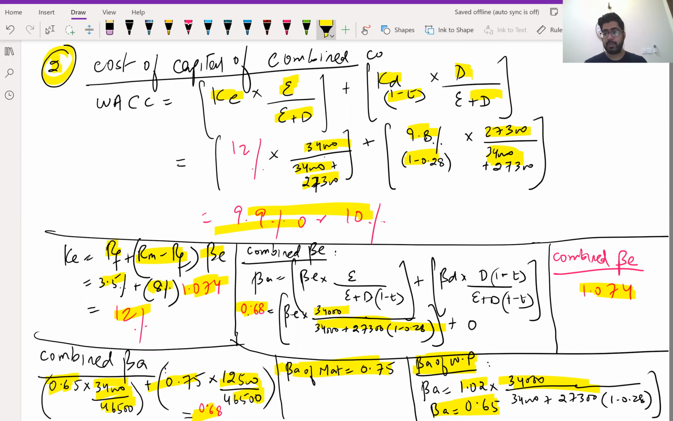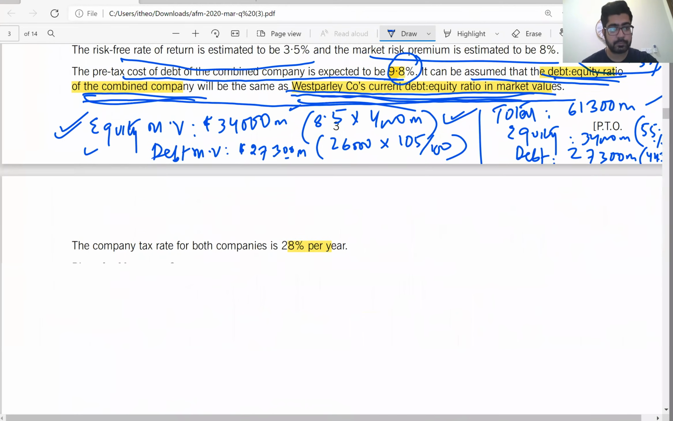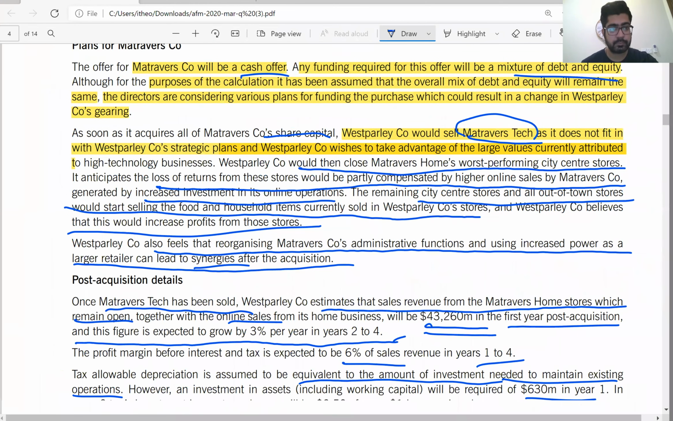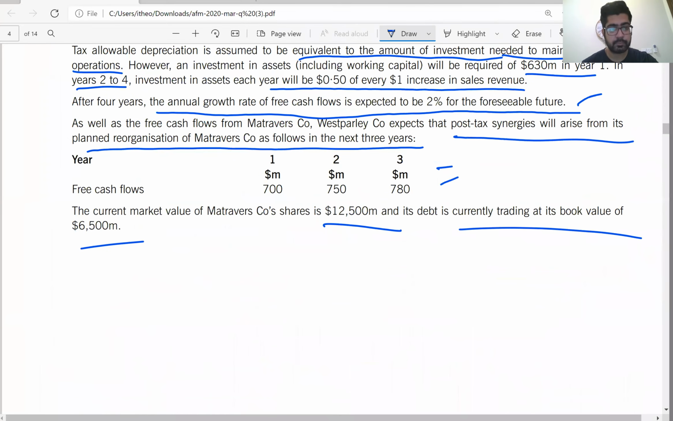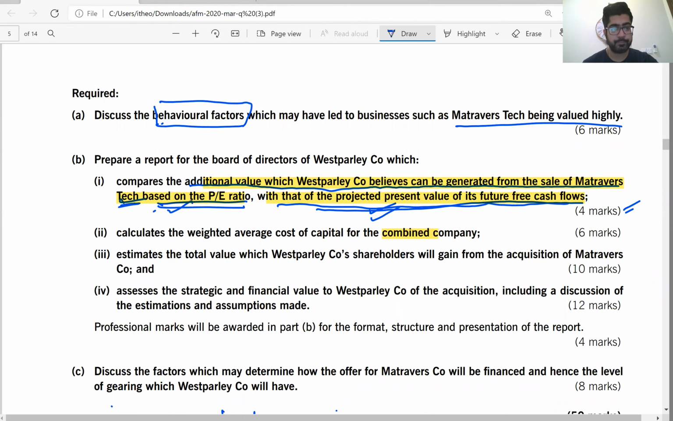So let's continue. We have done two parts. Now we will move towards the third part of the question. It states: estimate the total value which WESTPARLEY shareholders will gain from acquisition of Matterverse. What is the value which WESTPARLEY shareholders will gain from acquisition of Matterverse? Okay, so I will be doing this requirement now.